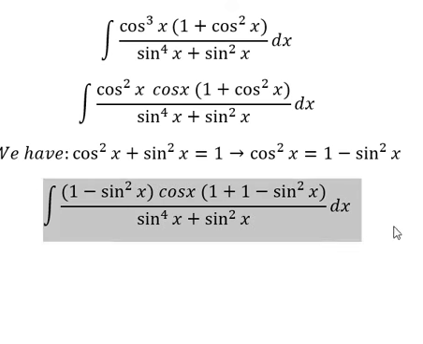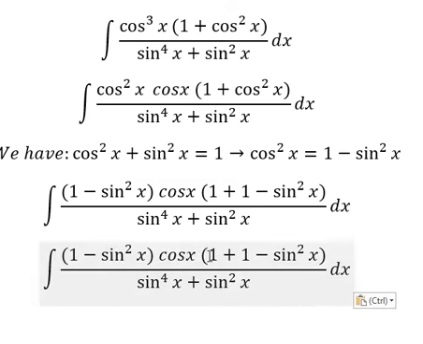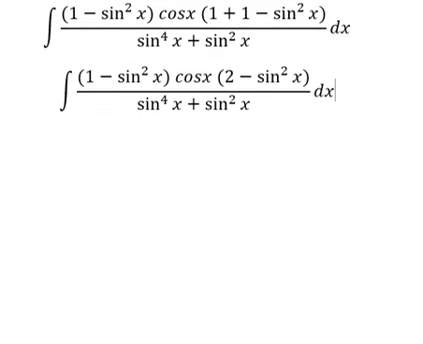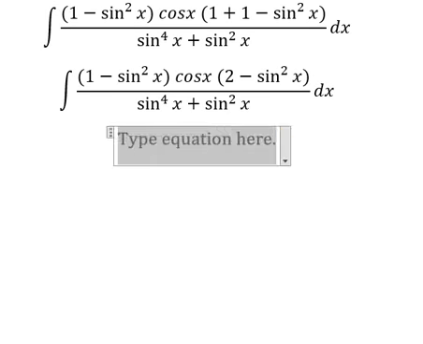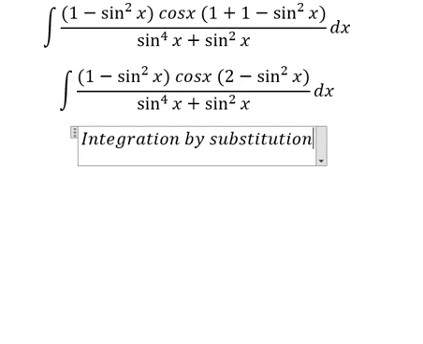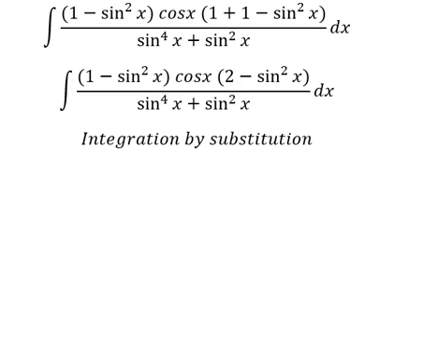Next, 1 plus 1 is number 2. Now we can use integration by substitution. So I will put u equals sine x.